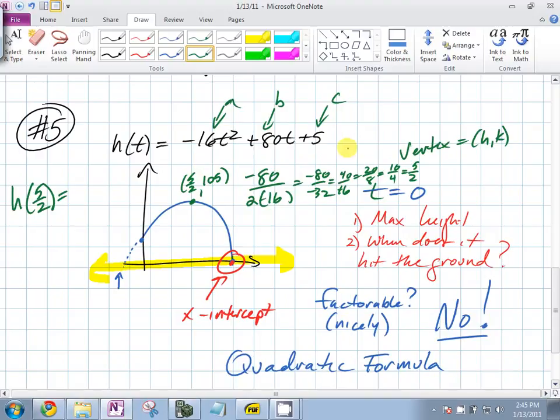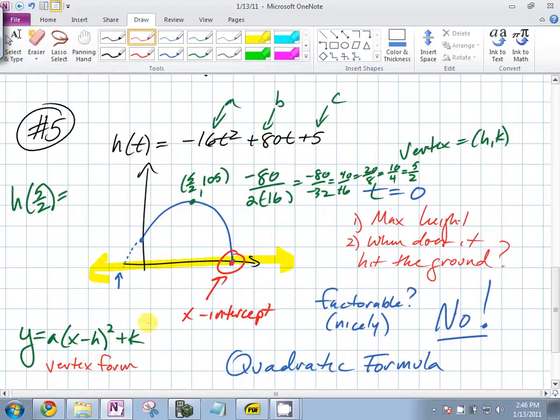Now, the one other thing you could investigate if you want to, this is helpful to remember. Does this ring any bells when you see it? Has anybody seen that before? Maybe you have. Does anybody know what it's called? (h, k) is the vertex. This is called vertex form.